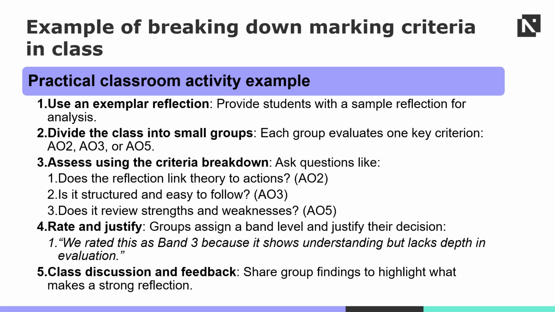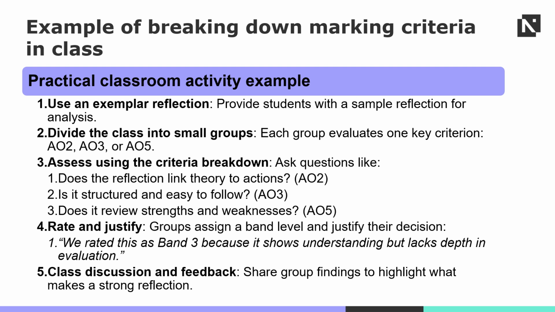Number 3, show a few example responses and ask students to evaluate them against the criteria, identify where marks are awarded, and discuss areas for improvement. Number 4, organise students into small groups and have them apply the marking criteria to a new task. Encourage discussion and debate to deepen their understanding of what constitutes a strong response.